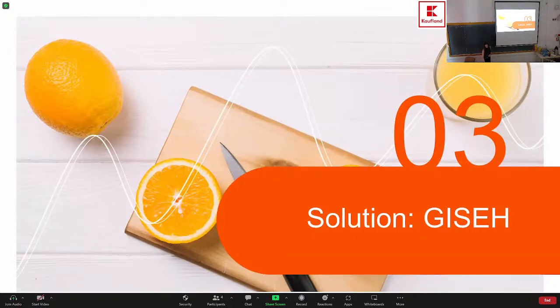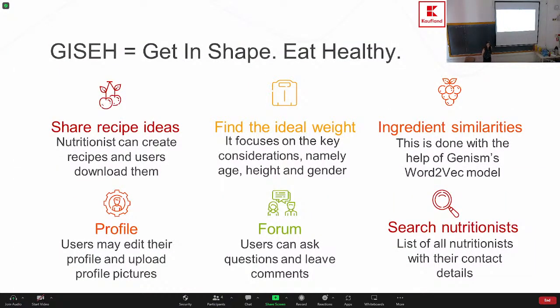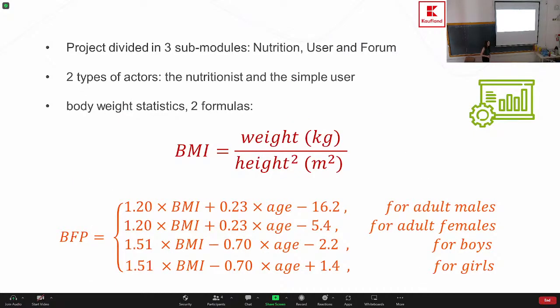Now going further to the solution. The GISEH application was created, which is an acronym meaning Get in Shape, Eat Healthy. Here are the main functionalities of the application, but I will focus only on weight statistics and ingredient similarities because the time is short. As stated before, I used the Django web framework to create it, and the project is divided into 3 submodules, namely Nutrition, User and Forum.